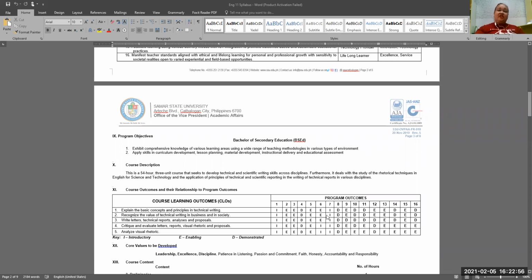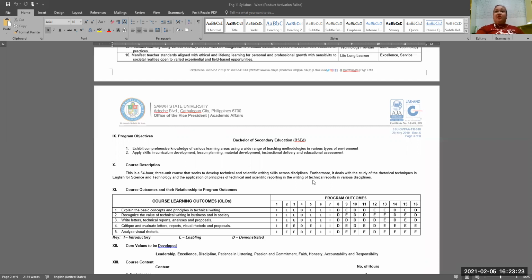As I've mentioned earlier, this is English 11 Technical Writing. This is a 54-hour, 3-unit course that seeks to develop technical writing and scientific writing across disciplines. Furthermore, it deals with the study of rhetorical techniques in English for science and technology and the application of principles of technical and scientific reporting in the writing of technical reports in various disciplines.